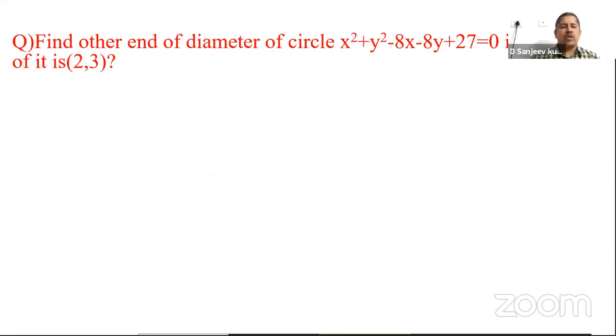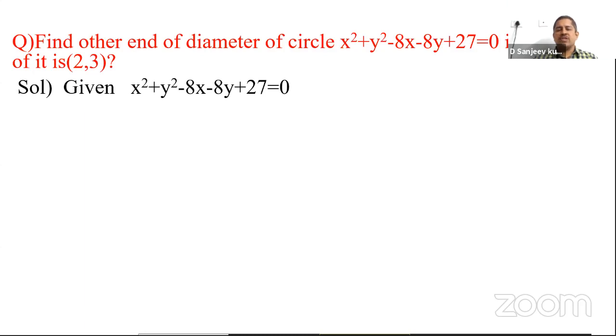Now we'll go for the next problem. Find the other end of the diameter of the circle x square plus y square minus 8x minus 8y plus 27 is equal to 0, if one end of it is (2, 3). So you have a diameter, and one end of the diameter is given as (2, 3). You are going to find the other end of the diameter.